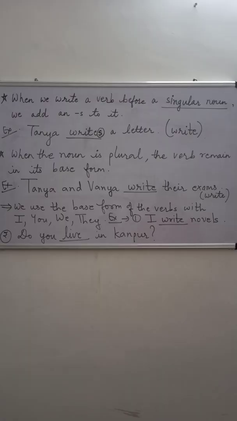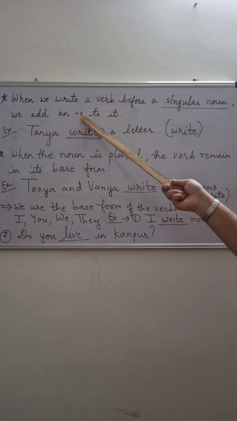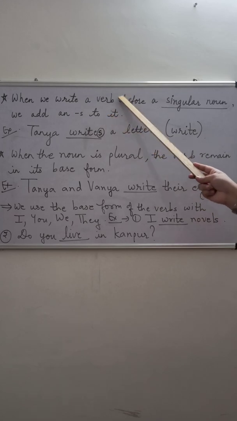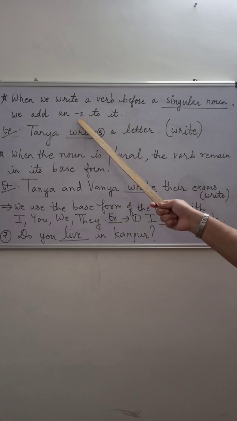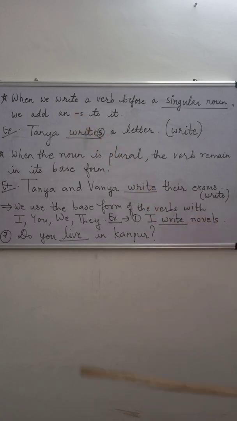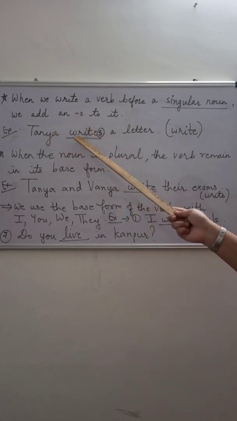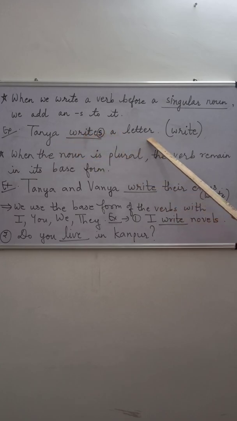Now let us see how to write a verb in its simple present tense form. When we write a verb before a singular noun, we add an S to it. So if we are writing a verb before a singular noun, we always add an S to it. For example, see. Tanya dash a letter. We have to write the simple present tense form of the verb write.